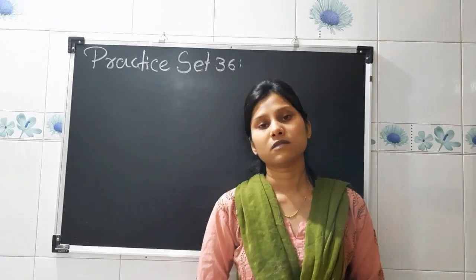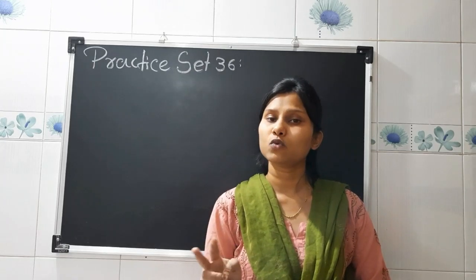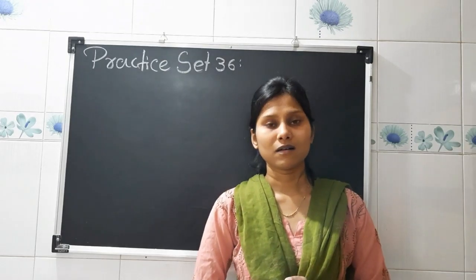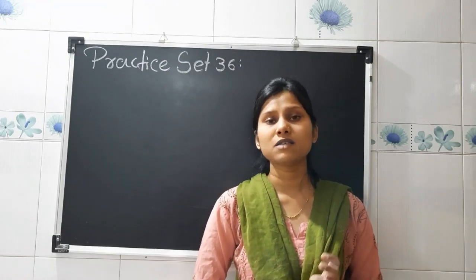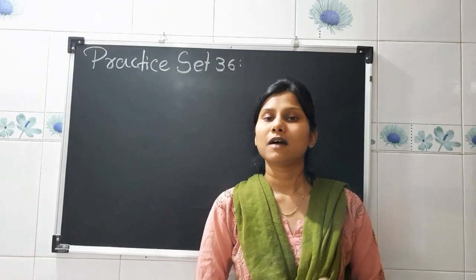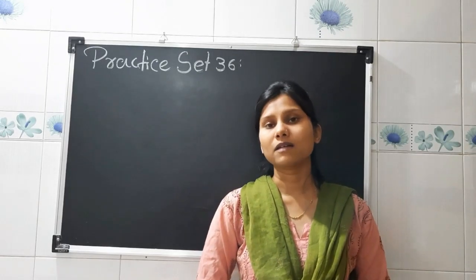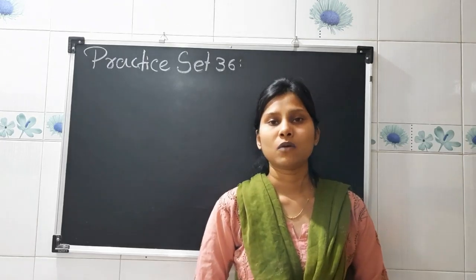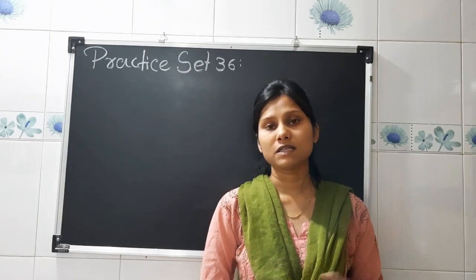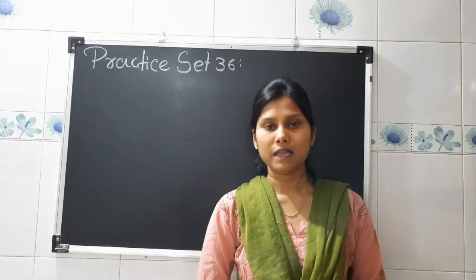Then we have seen that a triangle having any two sides of equal length and the third side of different length is called an isosceles triangle. Then the third triangle is the scalene triangle. Scalene triangle means what? The triangle having all the three sides of different lengths is called a scalene triangle.